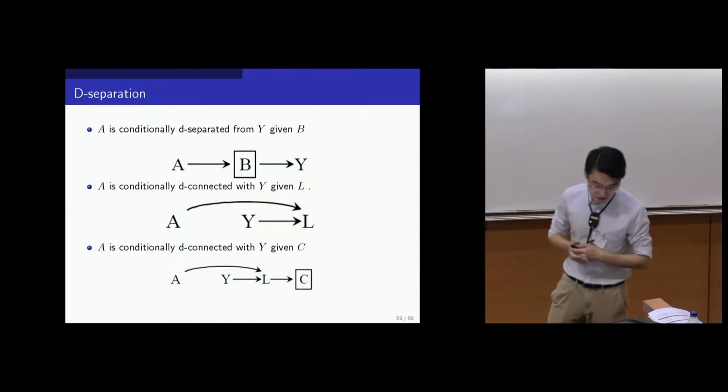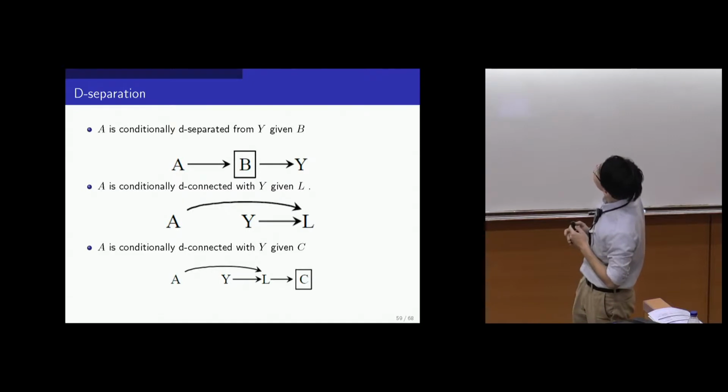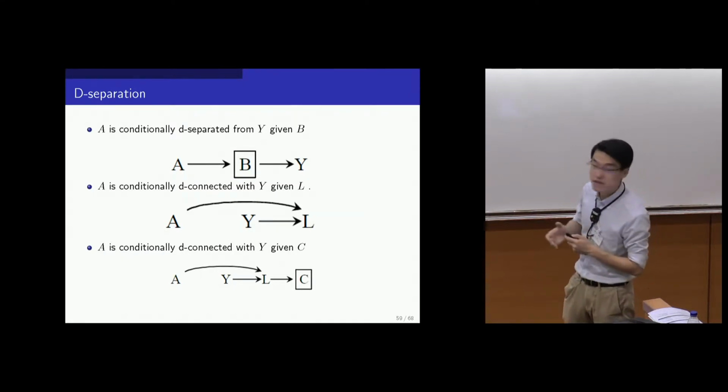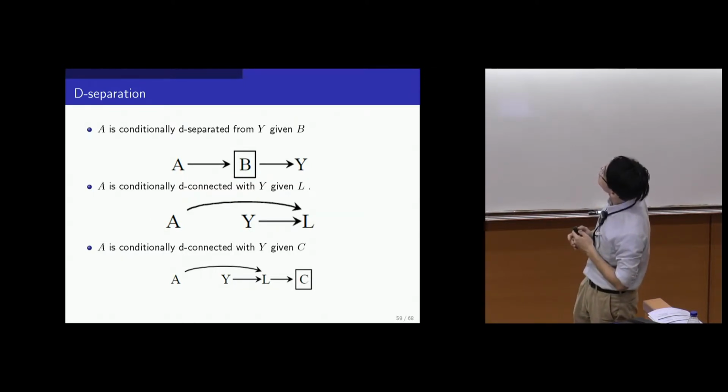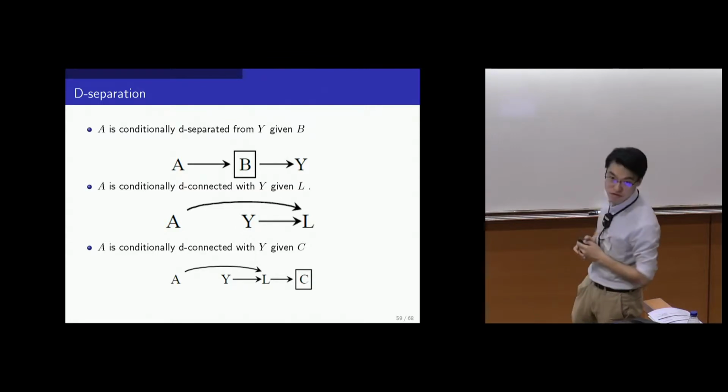So d-separation: A is conditionally d-separated from Y given B. Conditioning on B blocks this path, and therefore we say A and Y are conditionally d-separated given B. The second example is a collider, but once you condition on L, it will open up this path. So we say that A is conditionally d-connected with Y given L.